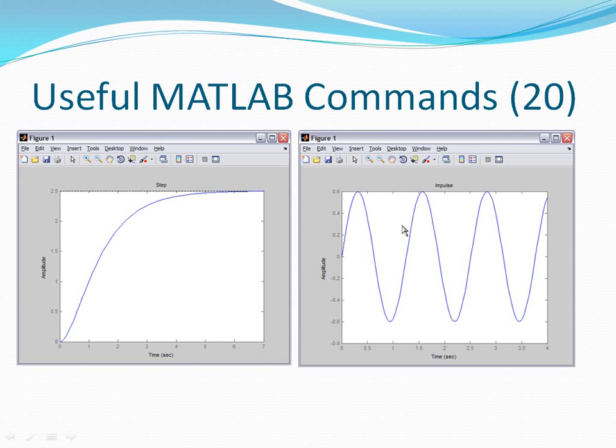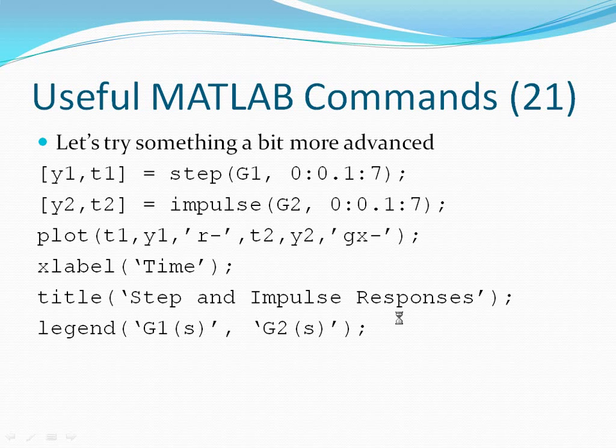So let's try something a little bit more advanced. Let's say I want to plot both of these graphs on a single plot. So what you do is I'm going to run the step command, and for the first transfer function, I'm going to specify exactly which time points I want the step response to be evaluated at. So I'm going to go from 0 to 7 in steps of 0.1. And similarly, I'm going to do the same thing for the impulse response. For the second transfer function, 0 to 7 in steps of 0.1.